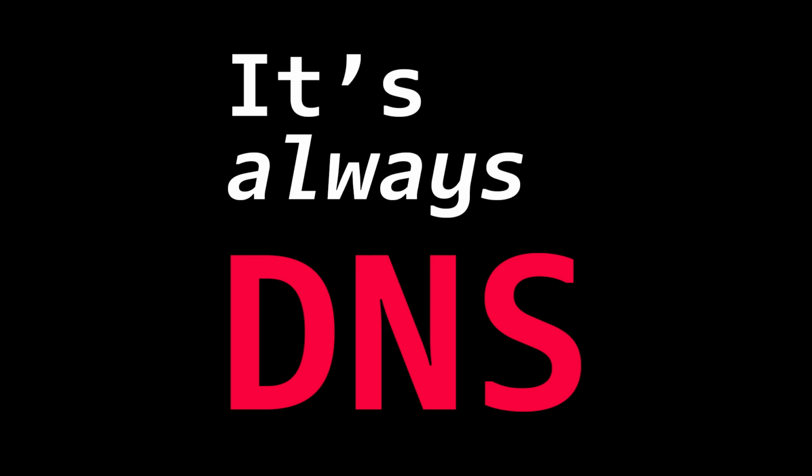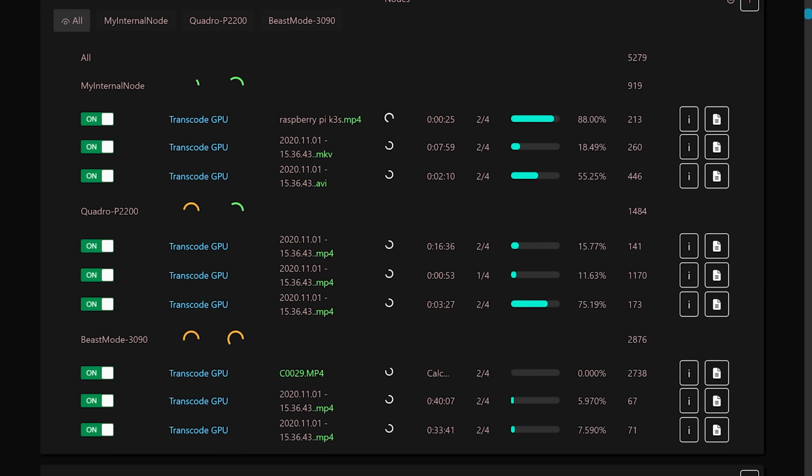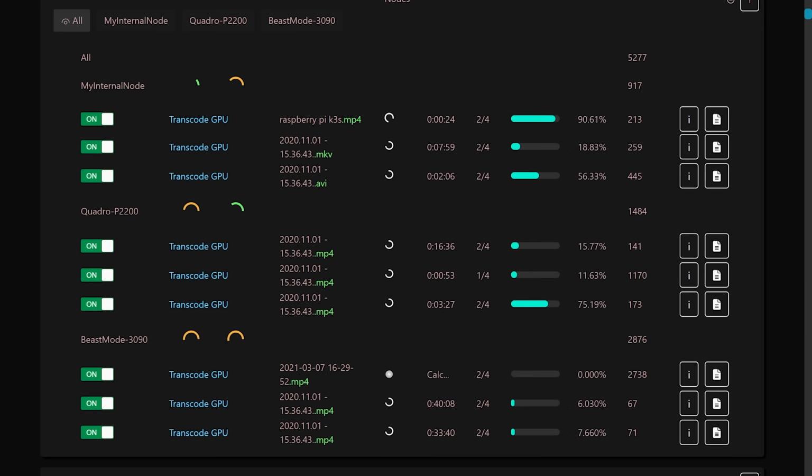This had to be one thing. No, not DNS this time. It was firewall rules. So if it's not DNS, it's a firewall rule. Okay, so then I fixed that. Now I had three nodes transcoding videos, taking on three streams each.